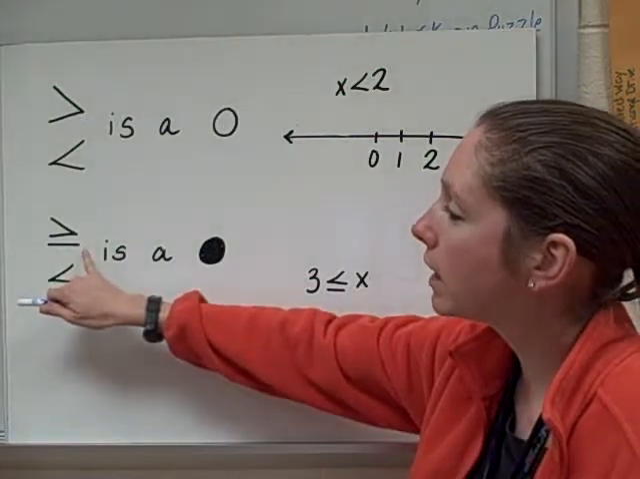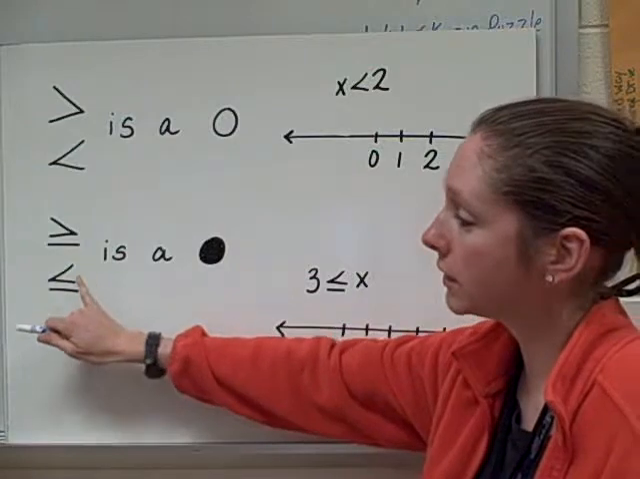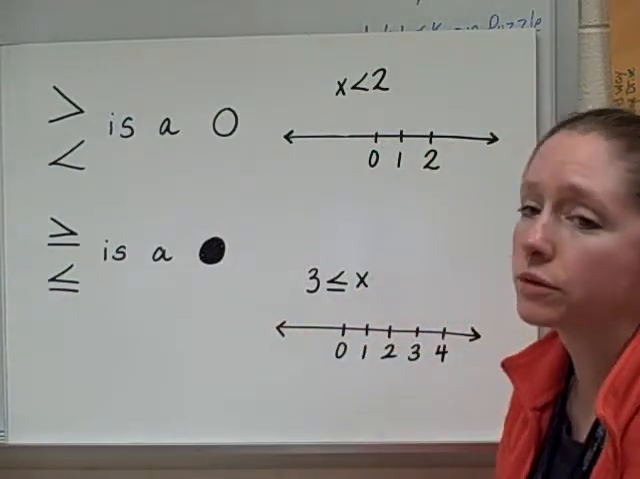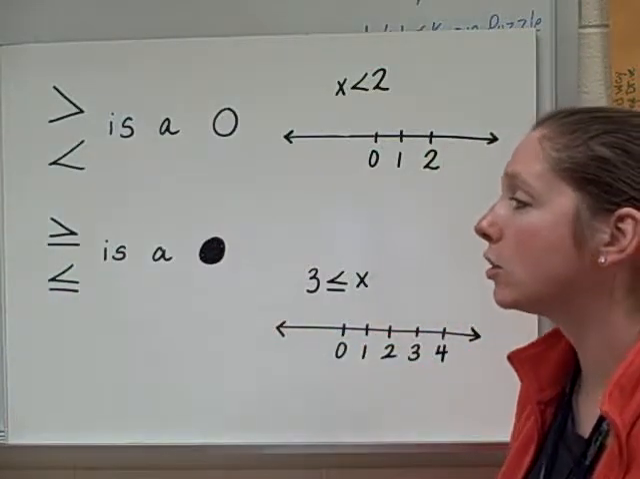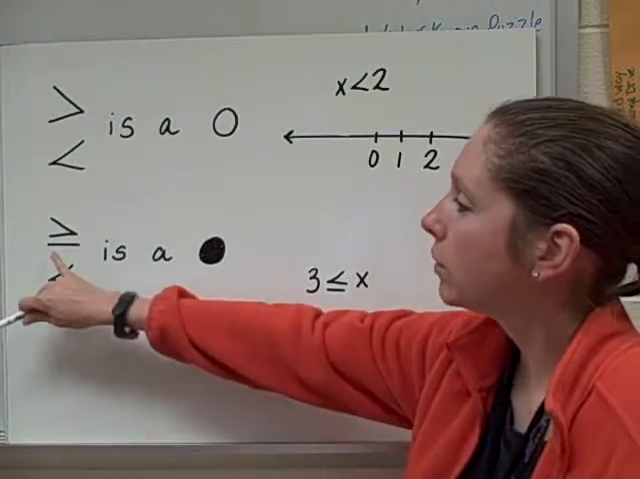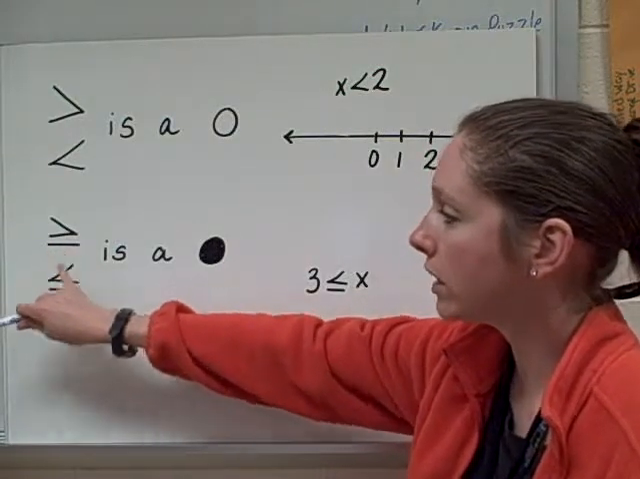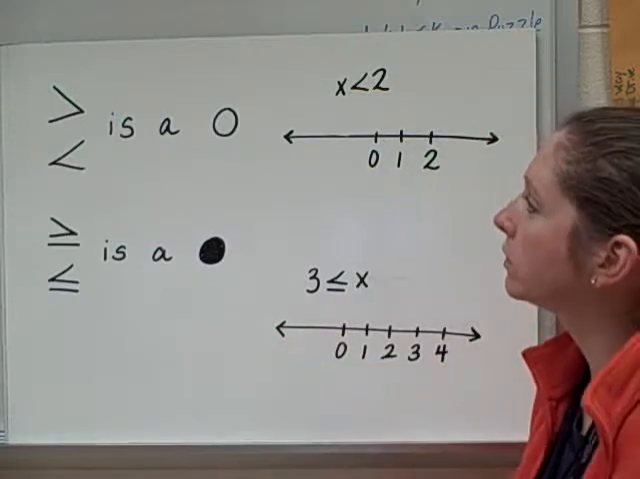Whenever we see greater than or equal to or less than or equal to, we're going to use a closed circle because that means it includes that number. So when you see this line underneath, or equal to, we're going to use a closed circle.